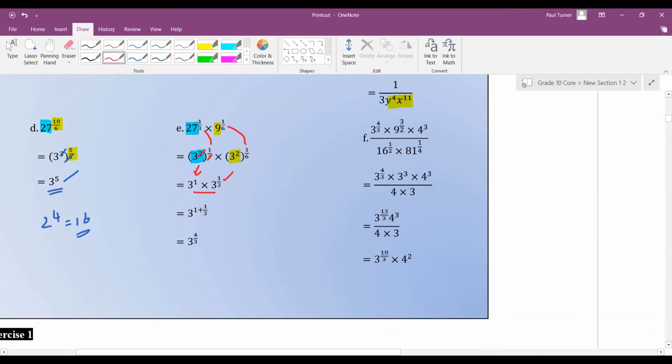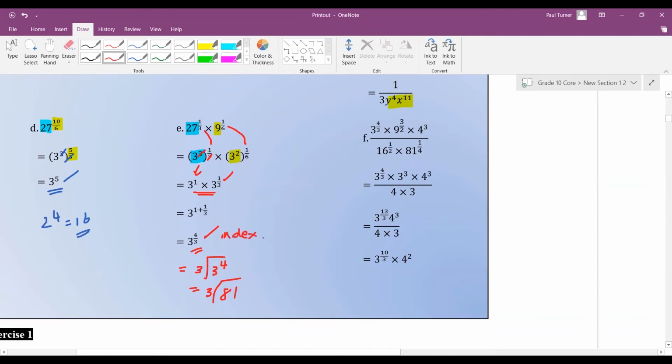And then at this point, now I know I can add my powers. 3 to the power 1 plus 1/3 is 4 on 3, like that. So you just leave it like that. You could write cube root of 3 to the power 4. So let's write that again. Cube root of 3 to the power 4. So that's the cube root of 81. You could write that as well if you want, but this is in index form.